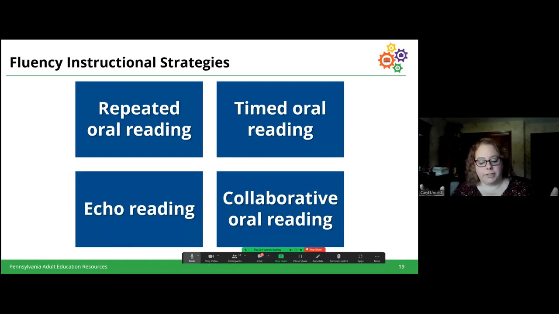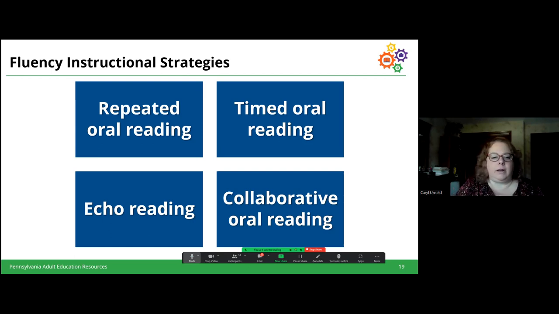And as students get really proficient at the grade level they're at, try moving them up a grade level and see how that goes. That's a one-on-one activity. The other one would be timed oral reading, where you give them a certain amount of time and a passage. This might be for somebody who reads too fast or too slow, and they work on that timed oral reading. That one is actually not one of my favorites. I really like the repeated oral reading.